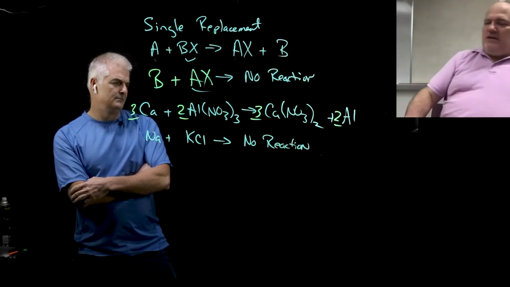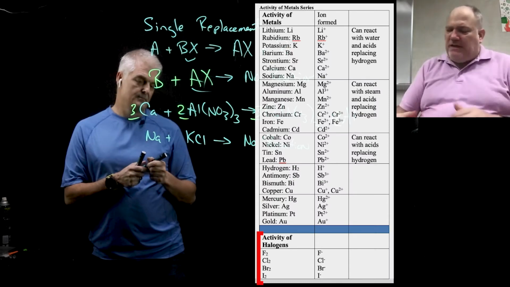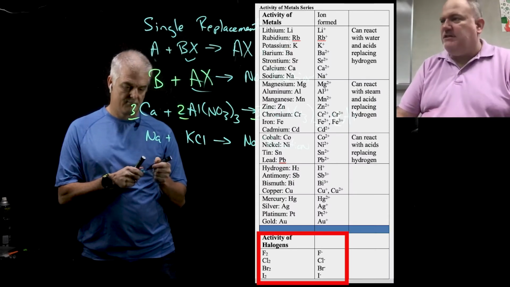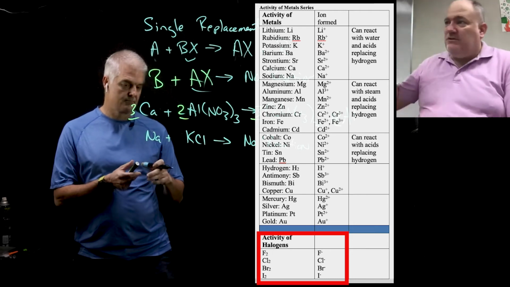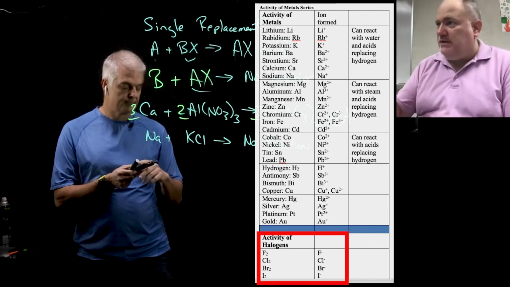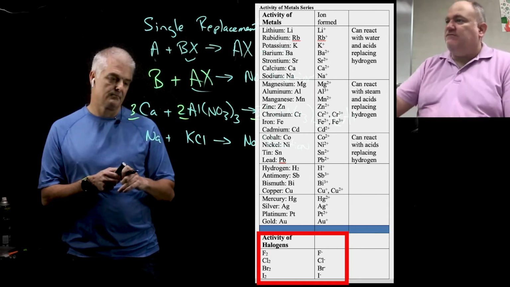Well, if you take a look at the bottom of the table, we have halogens, and I'm going to just give one example of this. If you take a look at the bottom of the table, you have halogens, and this is really important. It's like a separate table completely. So if you ever see a halogen, there's only 4 of them we have to worry about: fluorine, bromine, iodine, and chlorine.